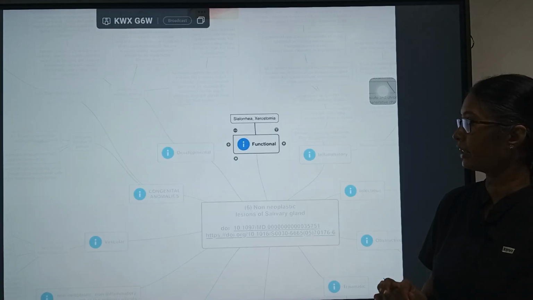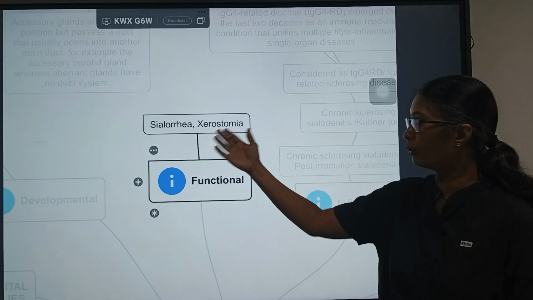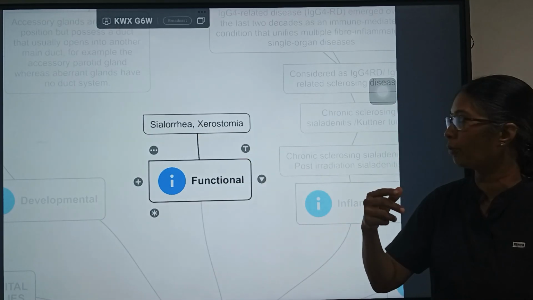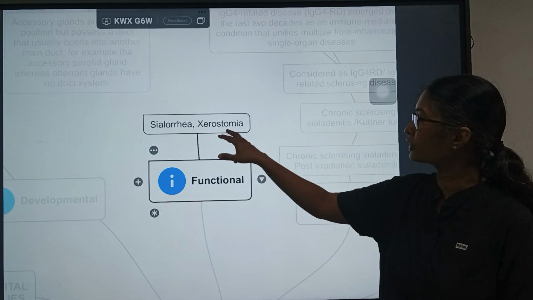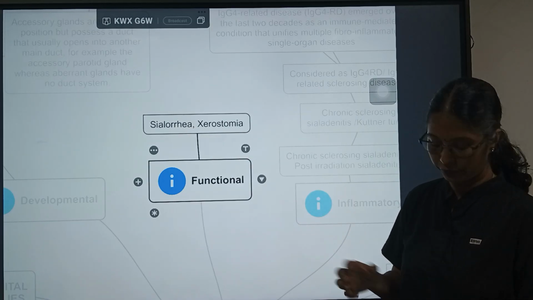Talking about the functional lesions, we have already talked about functional lesions like sialorrhea and xerostomia. Sialorrhea is excessive production of saliva, which is due to some autonomic nervous system dysfunction or other reasons, and xerostomia is reduced secretion of saliva.